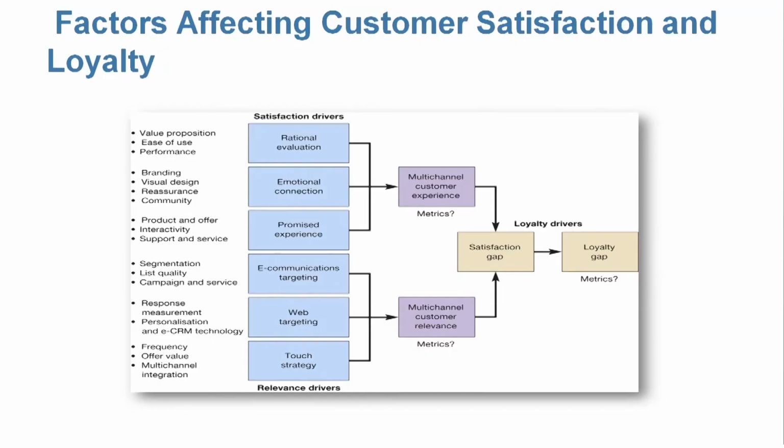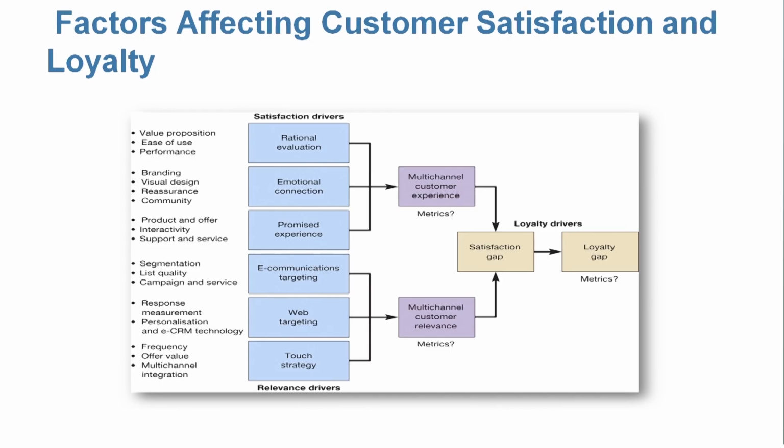So, this diagram helps you to understand why the electronic tools or the digital media today are affecting or helping us to achieve customer satisfaction and loyalty. You can see that on the left hand side we have things like value proposition, ease of performance, all that will be reaching through the multi-channel customer experience and will help us bridge the satisfaction gap, and that will help us bridge the loyalty gap.